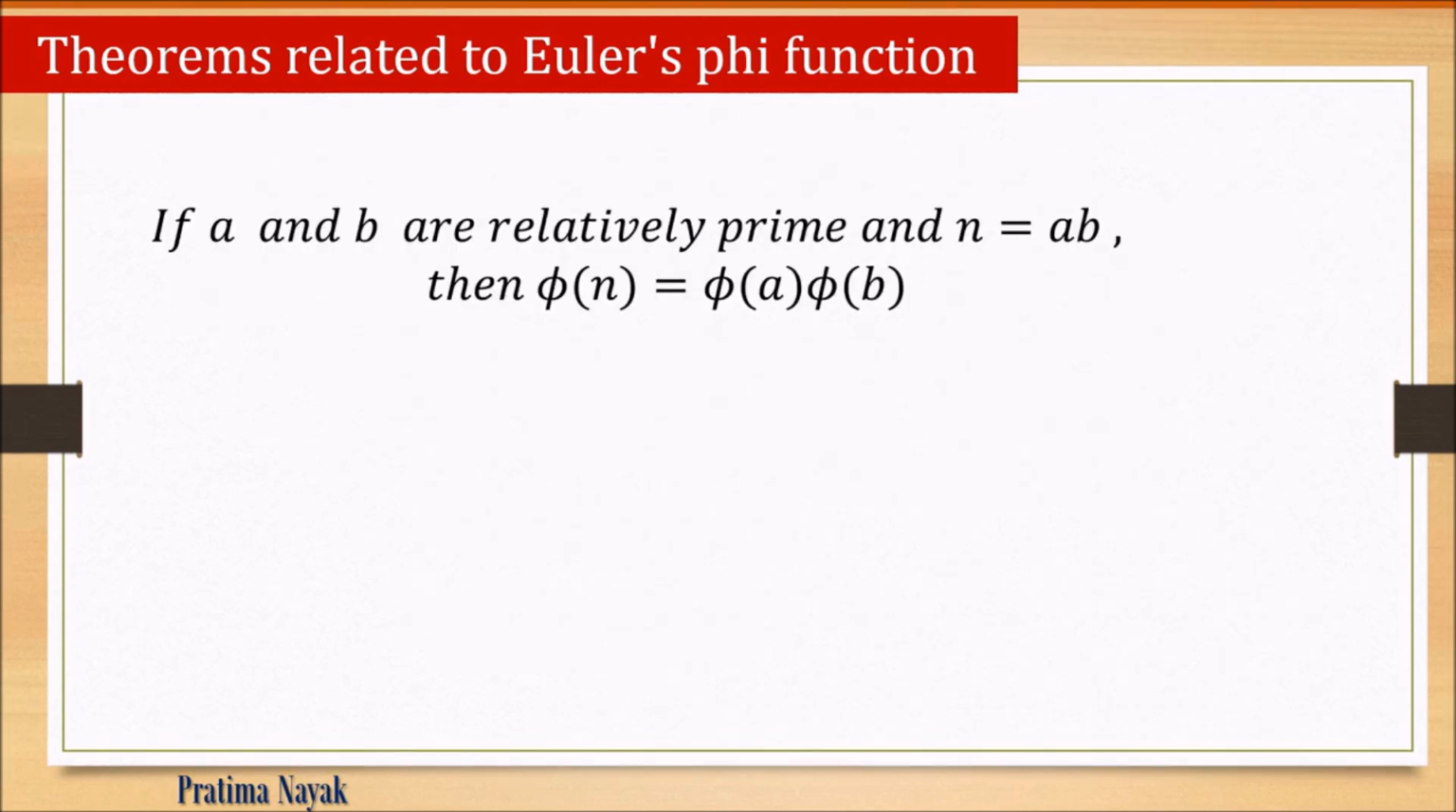Now the second theorem: if a and b are relatively prime and n equals the product of a and b, then we can write phi of n equals phi of a multiplied by phi of b.